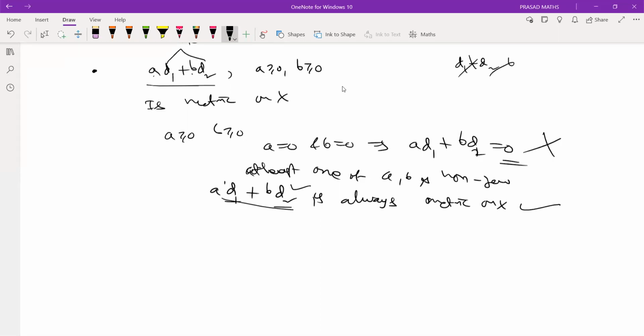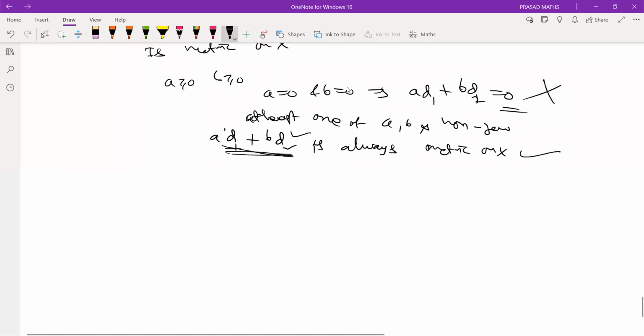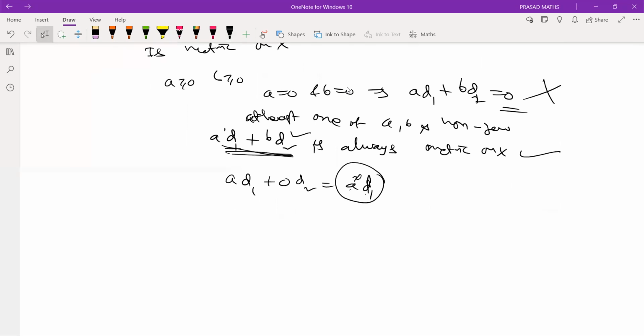Understand? It can be extended to a finite linear combination, not only d1, d2, but d1, d2, d3, d4, d5, d6. Take finite metrics, and it is always a metric. That is, either a greater than 0 and b greater than or equal to 0, or a greater than or equal to 0 and b greater than 0. Since at least one is non-zero, that is enough. Look here: if you take b equal to 0, is there any problem? Already we have seen that a into d1 is always a metric whenever a is positive. I am saying exactly that, at least one. Is it clear? Okay, sir.